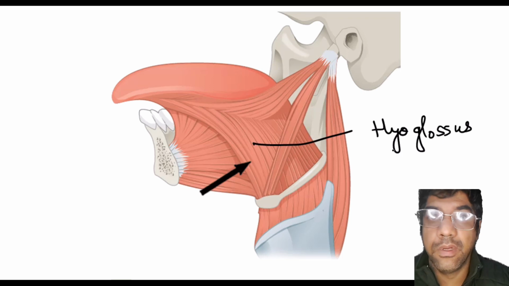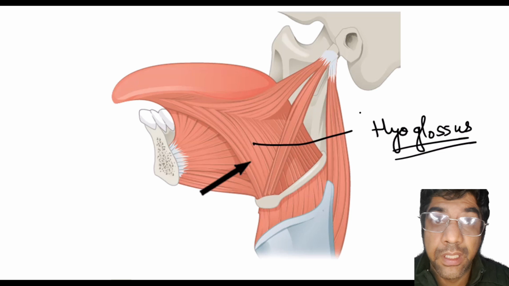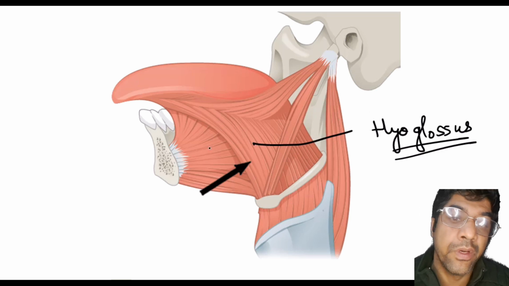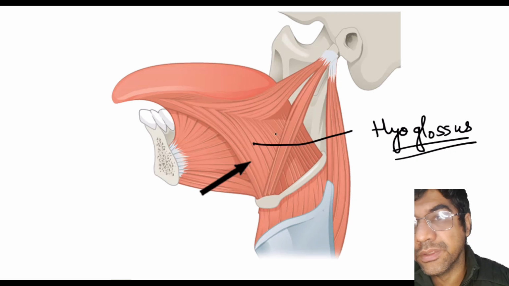Remember that you can get a question, identify this. This question was asked in one of your NEET entrance exams: identify this muscle. The answer is hyoglossus. Now remember, what is the action of the hyoglossus muscle? It depresses the tongue.